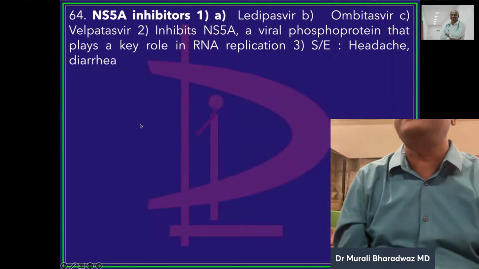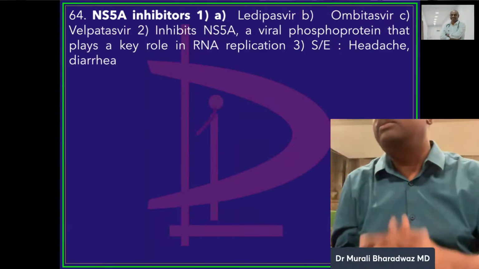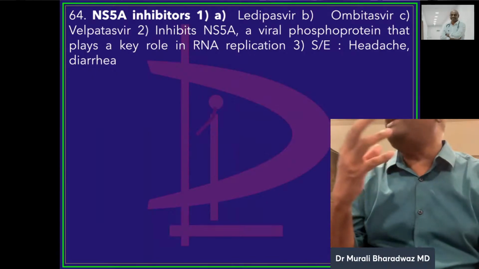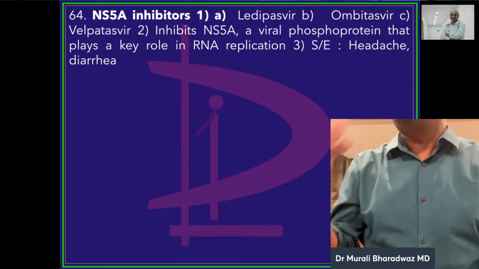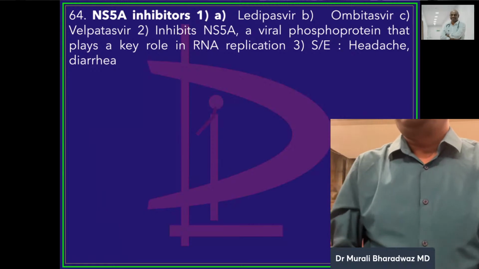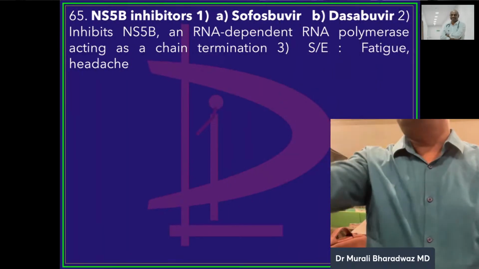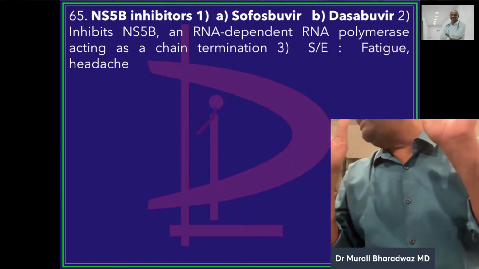Now let us take the comments. So NS5A, what is NS5A? It's a viral phosphoprotein that plays a key role in RNA replication. Right? Then Justin asks, which receptor? Which agent?